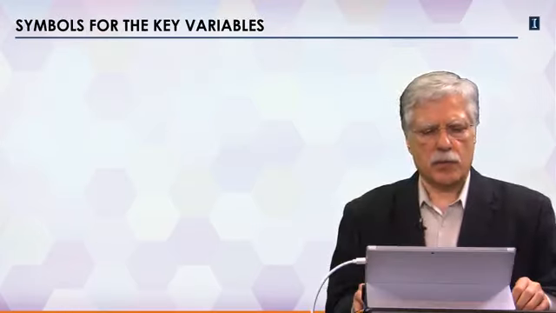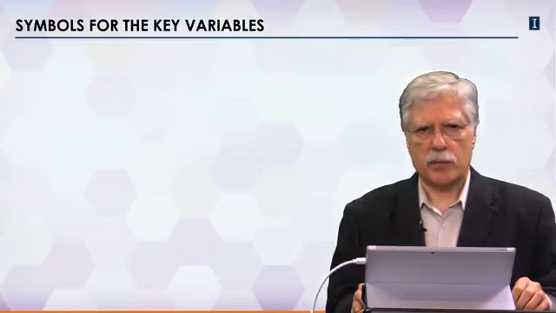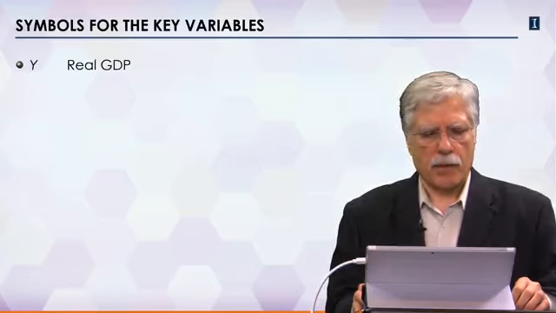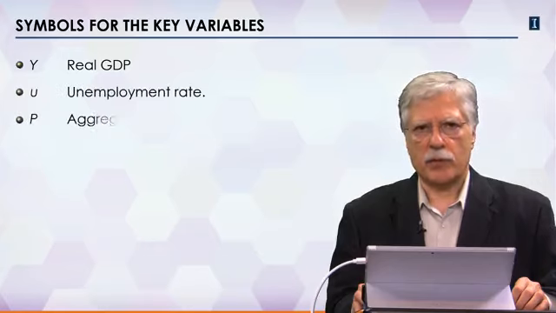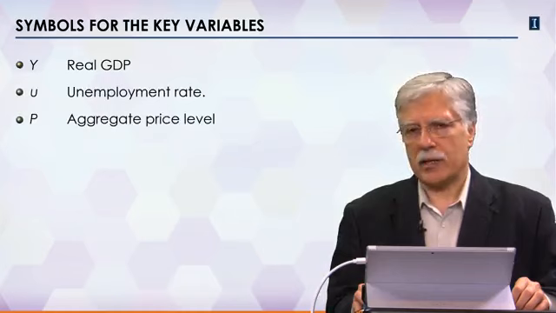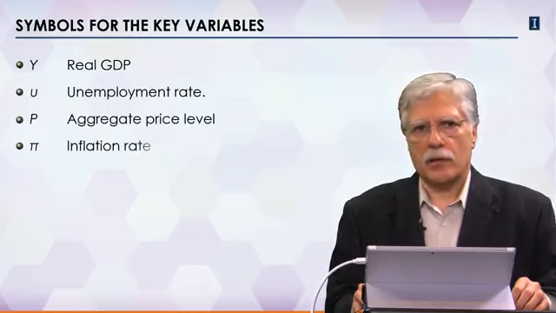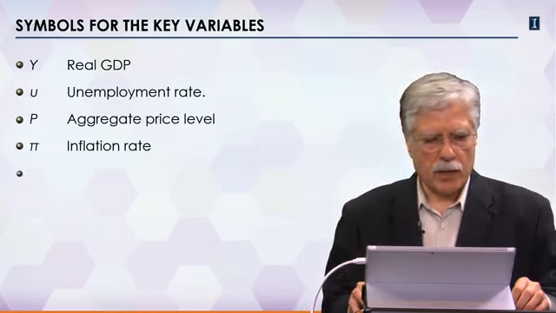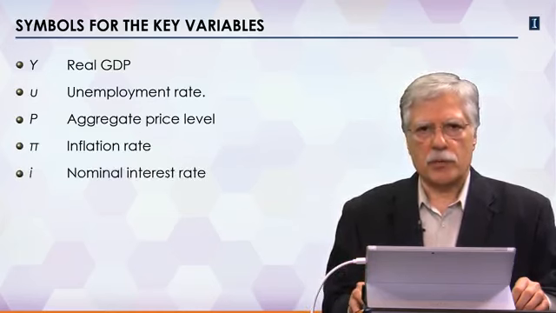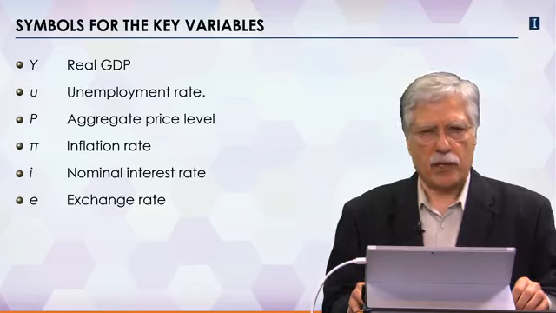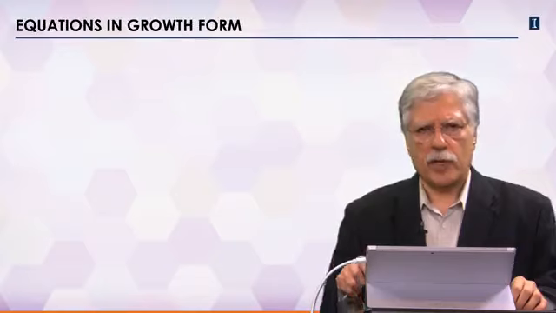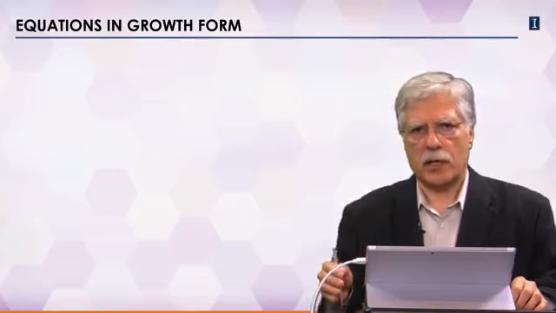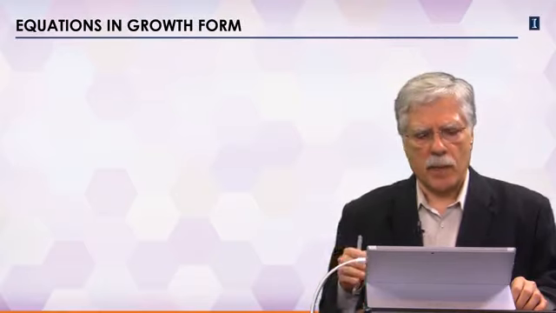Here are the symbols for the key macroeconomic variables that we will be discussing in this course. Y stands for real GDP, U stands for unemployment rate, P stands for the aggregate price level, pi is the inflation rate, or growth of P. Nominal interest rate is going to be shown by I, and finally the exchange rate is going to be shown by the lowercase e.